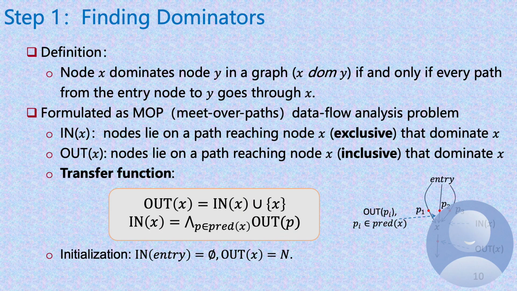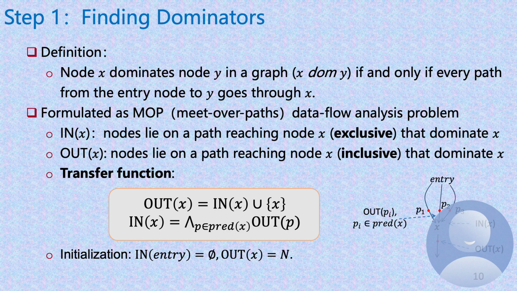Okay, let's first go into step 1, finding dominators. According to the definition, a node X dominates a node Y in a flow graph if and only if every path from the entry node to Y goes through X. So how to find the dominators? We can formulate the problem as a MOP data flow analysis problem. We first define 2 functions, the in X and out X. Let in X be the nodes that lie on a path reaching node X exclusively that dominate X. And let out X be the nodes that lie on a path reaching node X inclusively that dominate X.